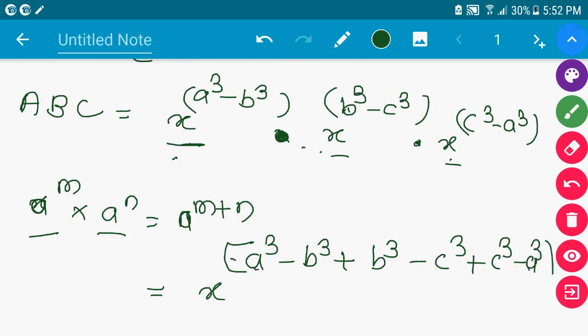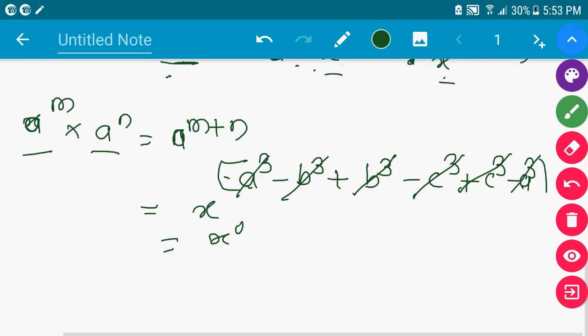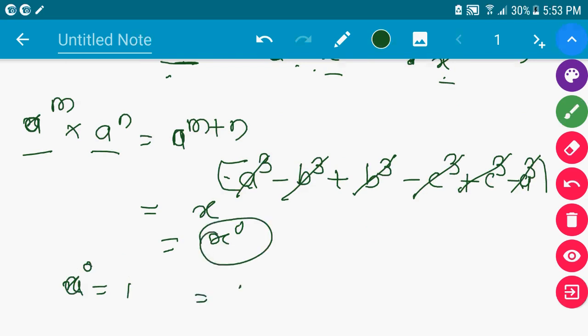Now a cube is positive here, a cube is negative here, so this gets cancelled. Minus b cube plus b cube cancel, minus c cube plus c cube cancel. So what we get, x raised to 0. And the exponent property says a raised to 0 is equal to 1. So x raised to 0 is equal to 1, so the solution of our problem is 1.